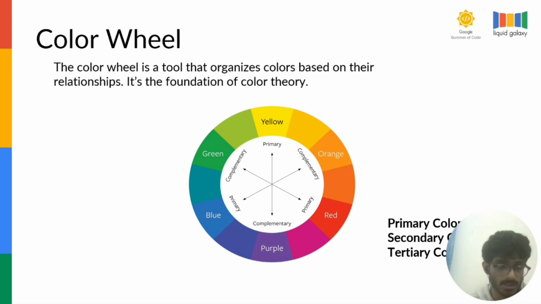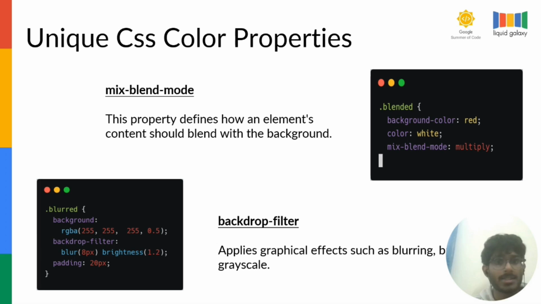For the next slide, some unique CSS color properties that can create dynamic and visually stunning effects in web design. So first one, mix-blend-mode, blending elements with the background. The mix-blend-mode property controls how an element's content blends with the background. It is useful for creating artistic effects, overlays, and interactive visuals. In the example, the element color blends with the background using the multiply mode, making overlapping colors mix naturally.